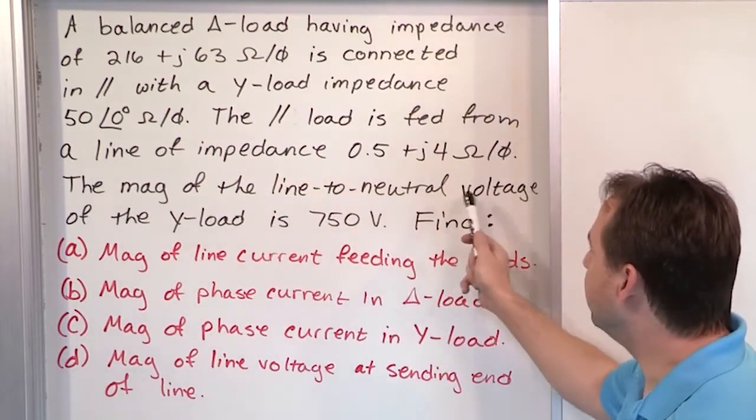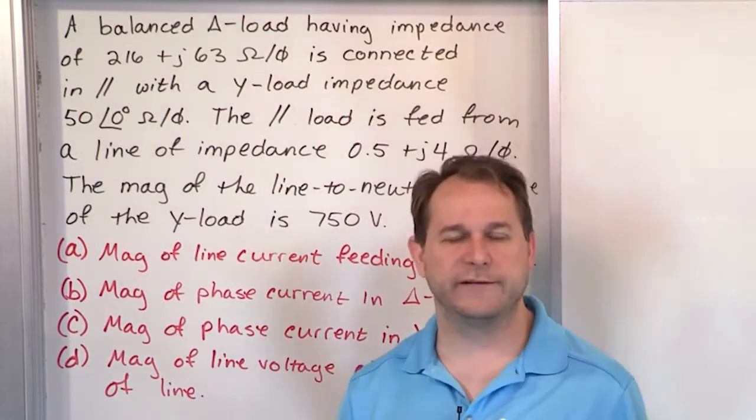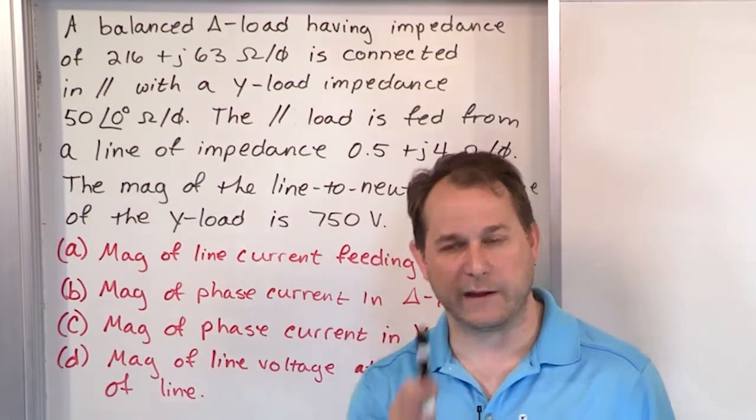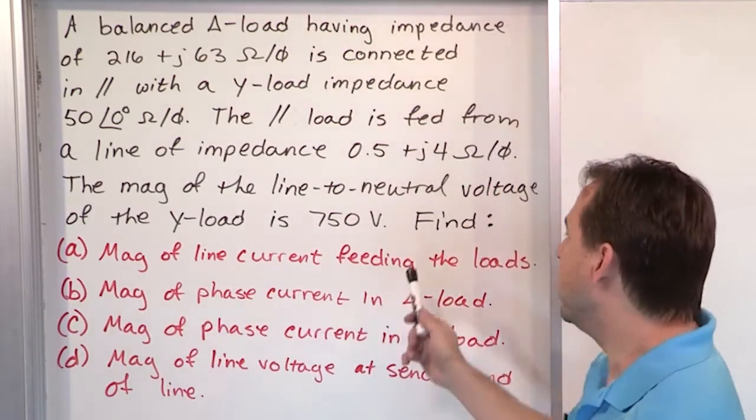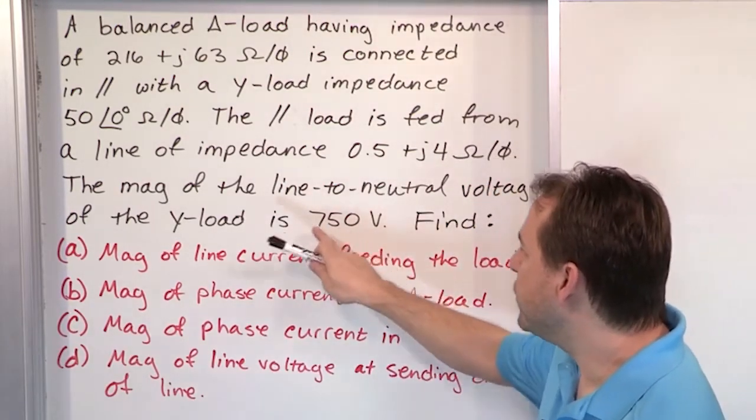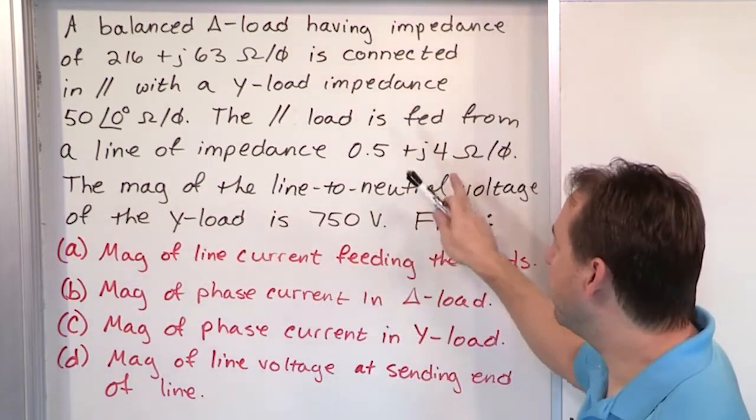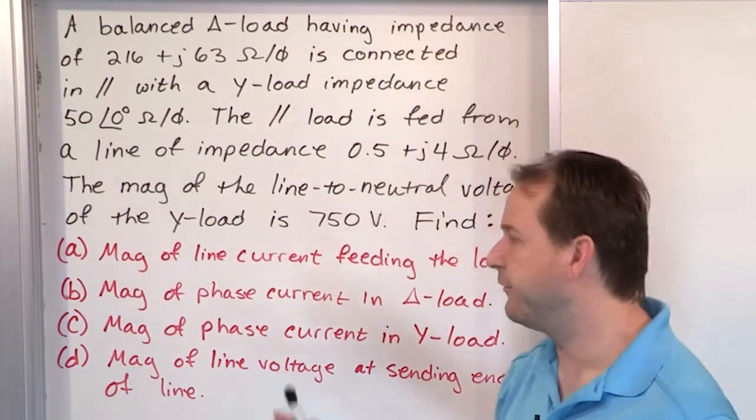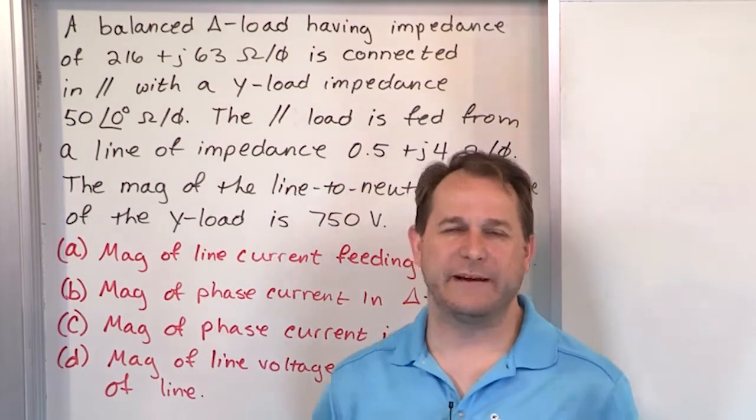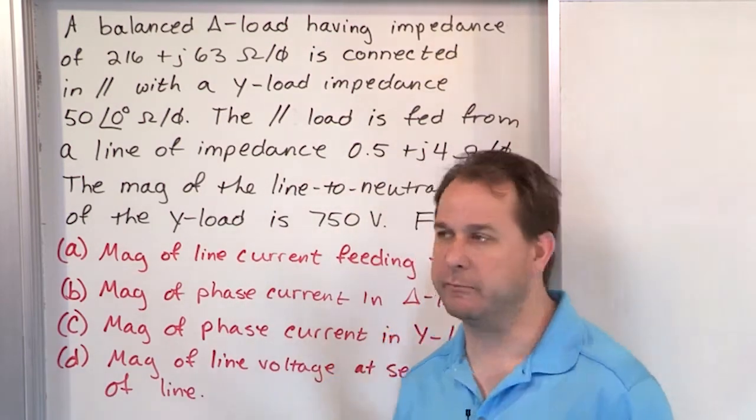The magnitude of the line-to-neutral voltage of the Y load, we could draw a single-phase equivalent circuit, we could figure out what the line-to-neutral voltage is, and that the magnitude of it is 750. Notice they don't give us a phase angle, and they don't tell us to take anything as a reference. So we're just given the magnitude. We're going to have to make some assumptions along the way to solve this problem.